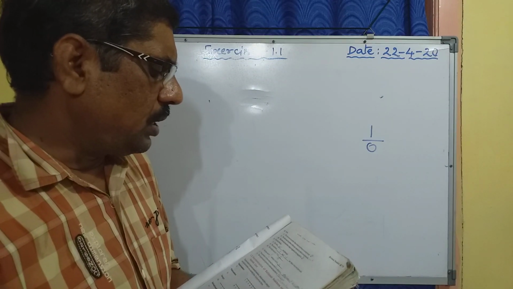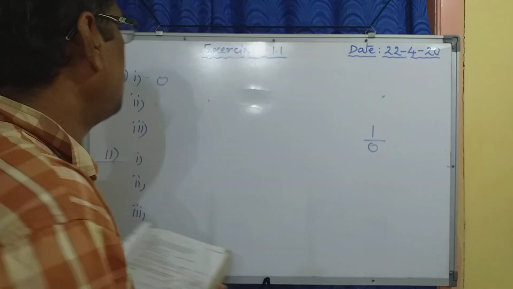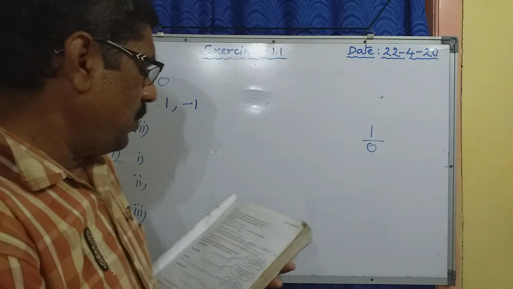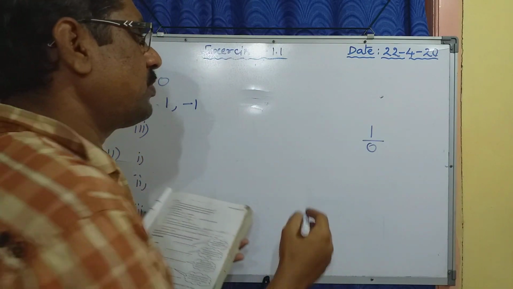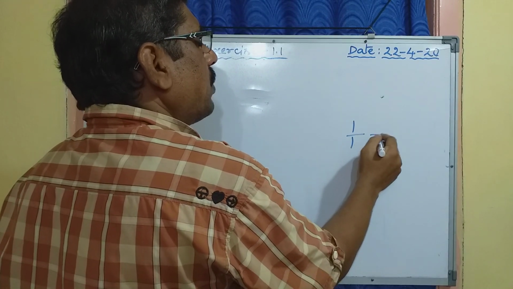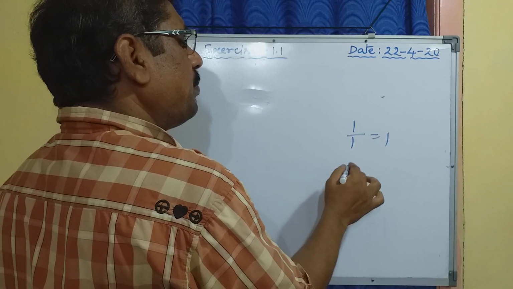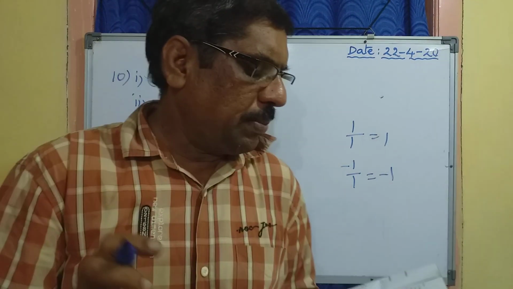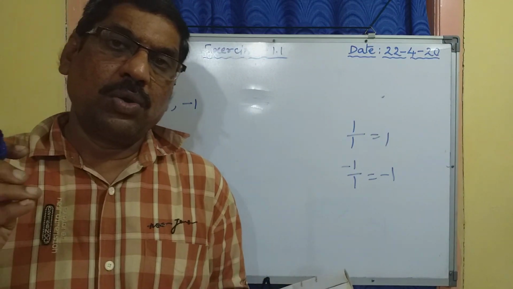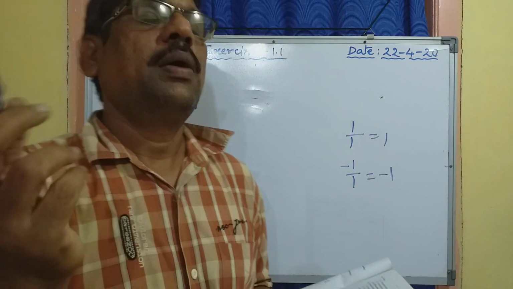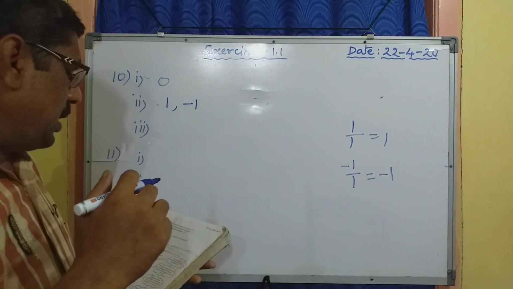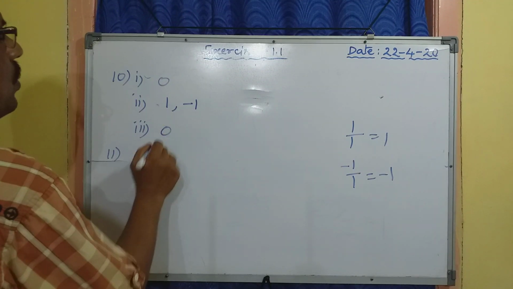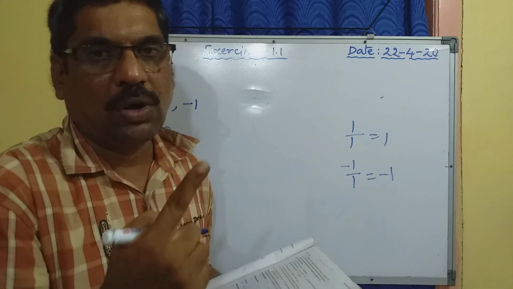And the rational numbers that are equal to their reciprocals. There are two answers: 1 and minus 1. Why? Because the reciprocal or multiplicative inverse of 1 is 1 by 1, again 1. Like that, the multiplicative inverse or reciprocal of minus 1 is again minus 1. So the reciprocals are equal to themselves for 1 and minus 1. What is the rational number that is equal to its negative? The answer is 0. Why? Because 0 is neither positive nor negative.